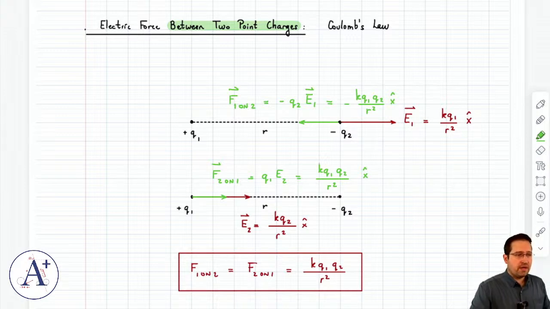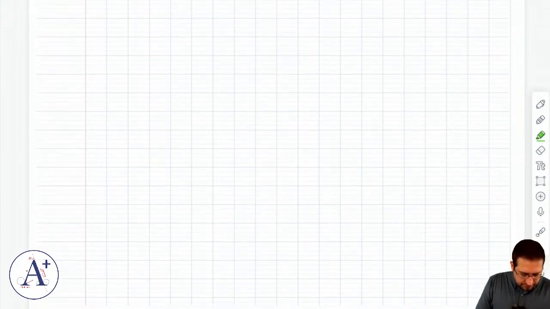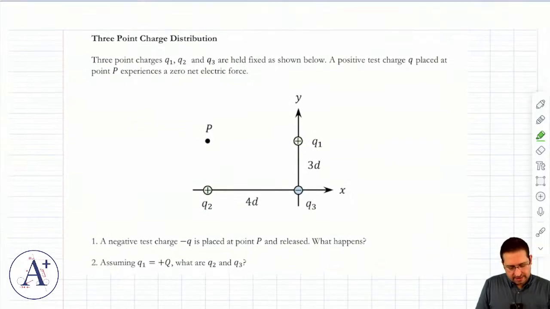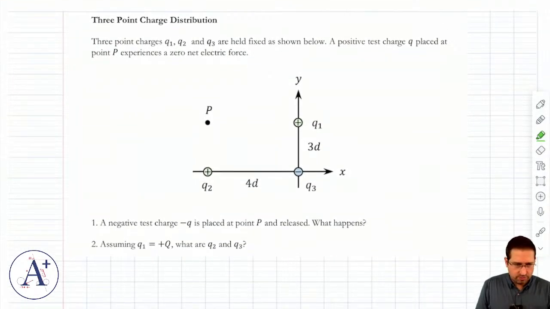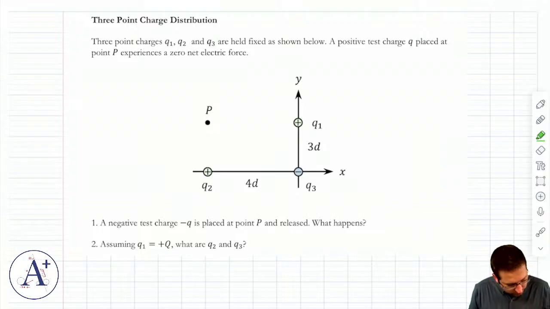So, let's do a few problems. Let's start with this one. This one's a classic, and it's going to be a good review of a whole bunch of vectors and geometry and things like that. And we'll see that it's going to be pretty useful to review that stuff because it's just going to be everywhere. So let's have a look at what we have.